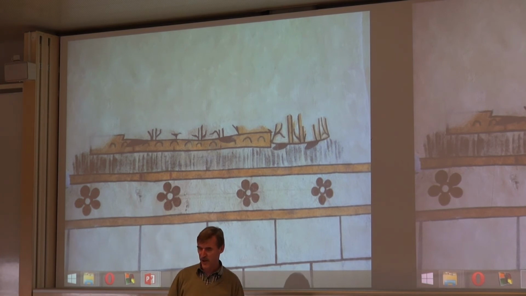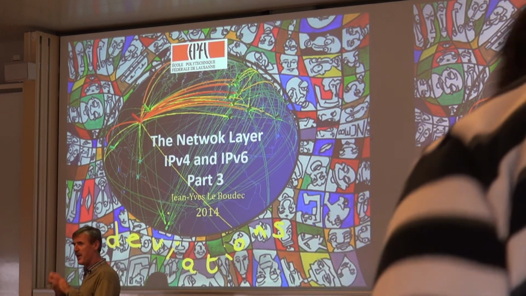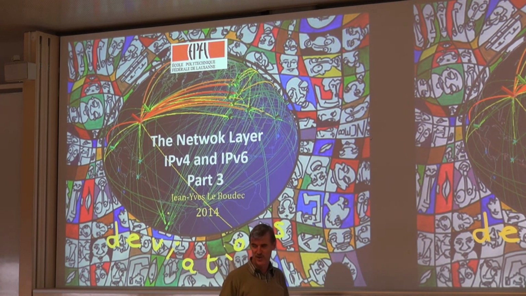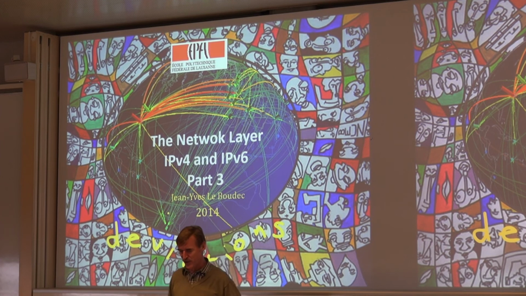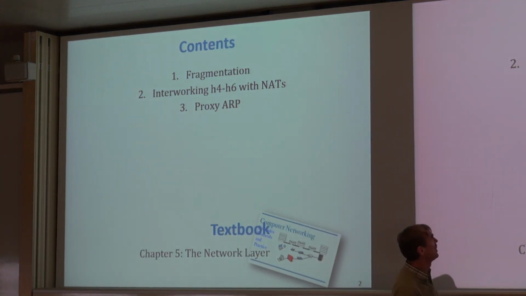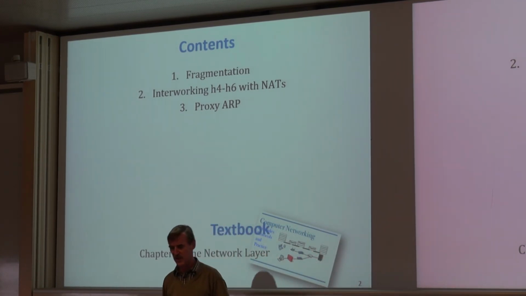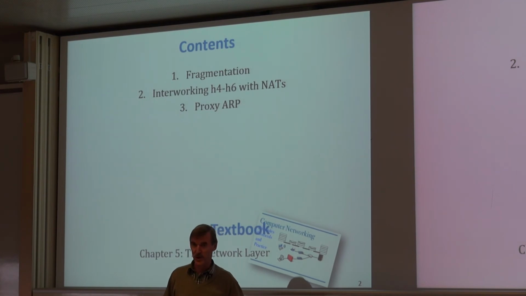Which is back to the network layer, back to the roots, but now a bit skewed. What we will see are things that are a bit violations of the network layer, deviations from the network layer. And we'll see three. Fragmentation, that's the easiest one. And then another solution for interworking IPv4, IPv6. And then the weird things, but very widespread, called proxy ARP.